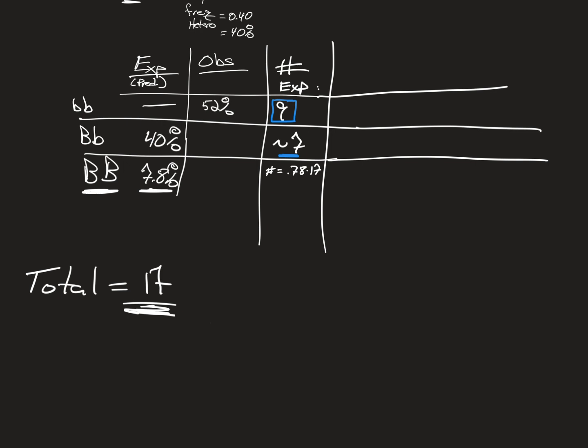So, and what's 0.78 times 17? It should be less than 9. It's 13.26. No, there's something wrong. I have to do the math myself. Hold on a second. I'm not saying that you're doing anything wrong. It just doesn't make sense. 52% of 17 versus 7.8%.